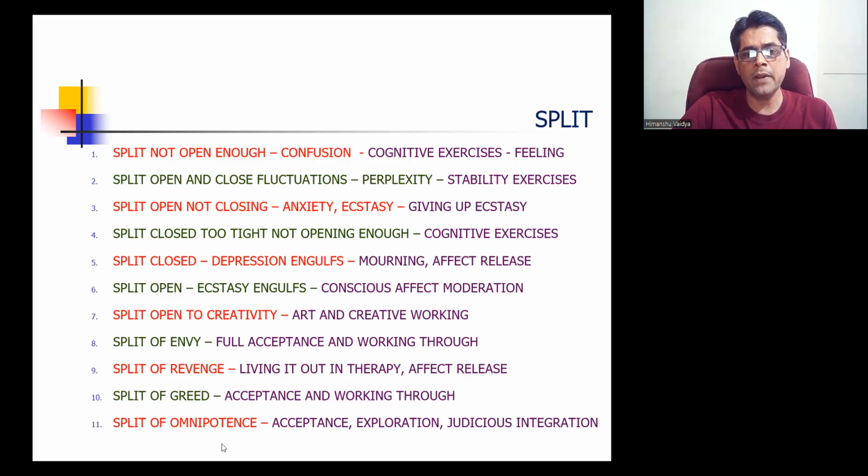And the split of omnipotence. One cannot let go of omnipotence. So one cannot let go of the split because of many reasons. One reason is omnipotence. Acceptance, very deep acceptance of the loss of omnipotence.